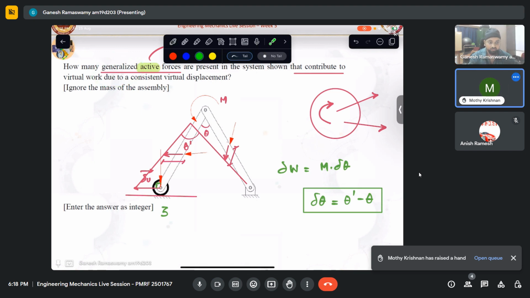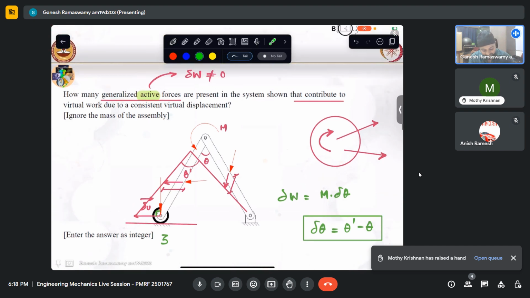I think your confusion was whether to call moment a force or not. Moment is not a force, let me be clear. Moment is a generalized force. In a general system, there can be forces as well as moments. For the sake of counting, we are just calling it a generalized force system. So I hope that is clear.